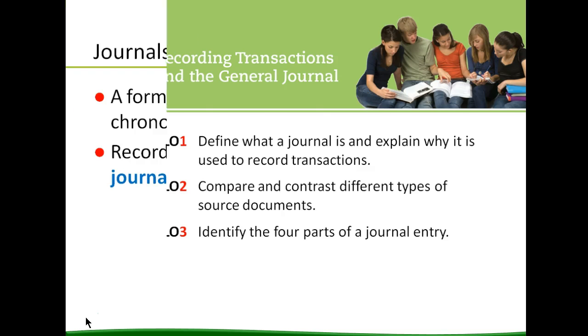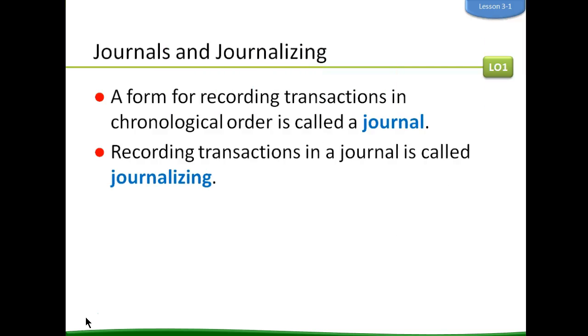Okay, looking in your book, I'm on page 58, and you'll notice that there are quite a lot of vocabulary terms that are showing up on pages 58 and 59. You want to keep track of the fact that a journal is the form that we use to record our transactions, and we always record them in chronological or date order. We start at the top of the page and we work down, recording the transactions that the business is working through. This is called journalizing. So as we're doing it, we're journalizing.